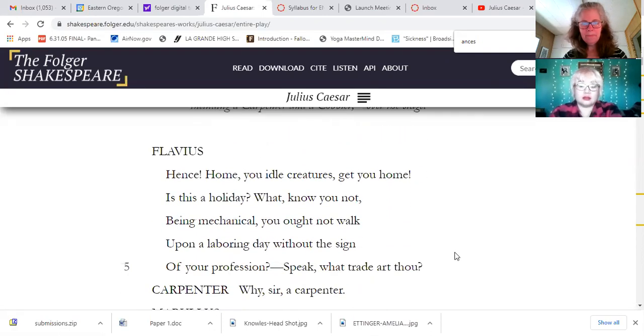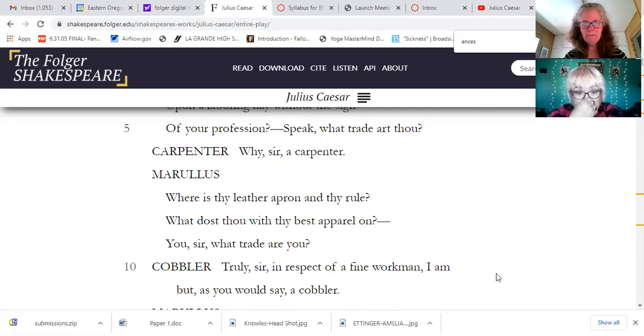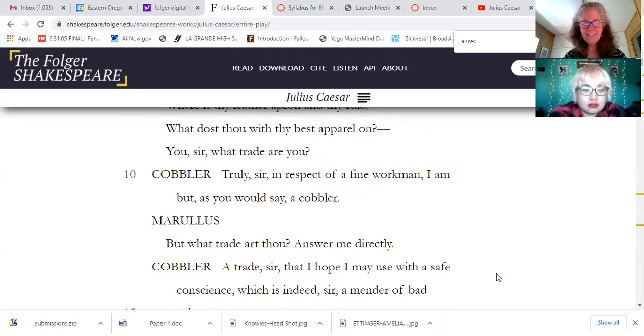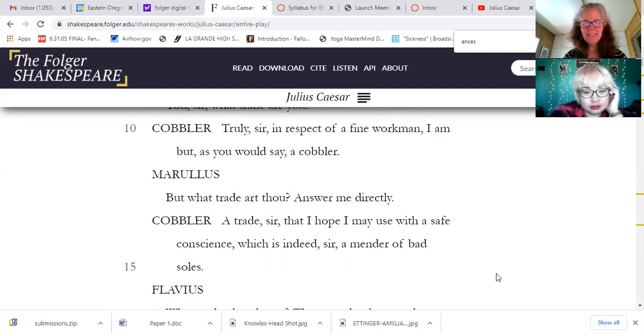Hence, home, you idle creatures, get you home. Is this a holiday? What, know you not, being mechanical, you ought not walk upon a laboring day without the sign of your profession? Speak, what trade art thou? Why, sir, a carpenter. Where is thy leather apron and thy rule? What dost thou with thy best apparel on? You, sir, what trade are you? Truly, sir, in respect of a fine workman, I am but, as you would say, a cobbler. But what trade art thou? Answer me directly.